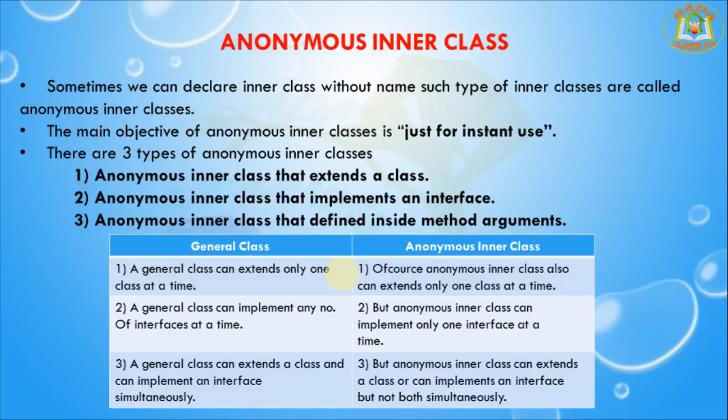Finally, this is regarding anonymous inner classes. There are three types of anonymous inner classes. Those are anonymous inner classes that extend a class, that implement an interface, and that are defined inside the method arguments.